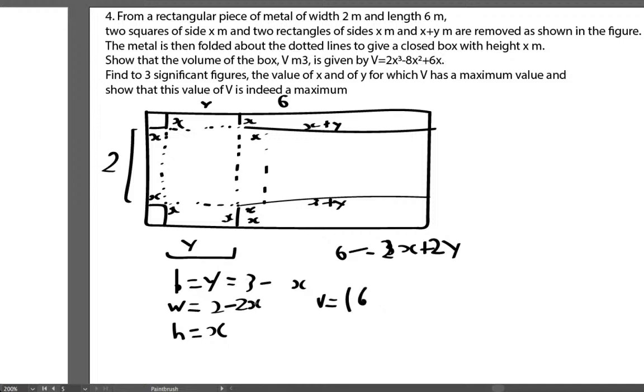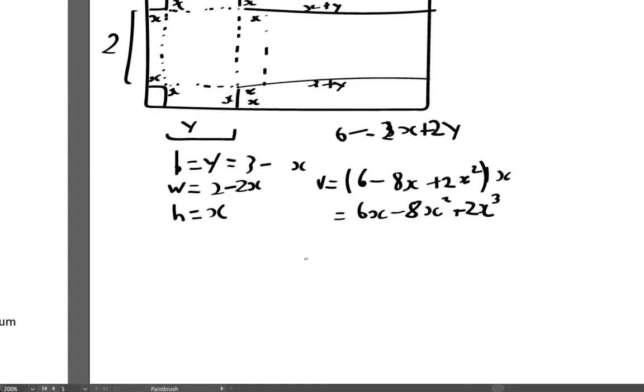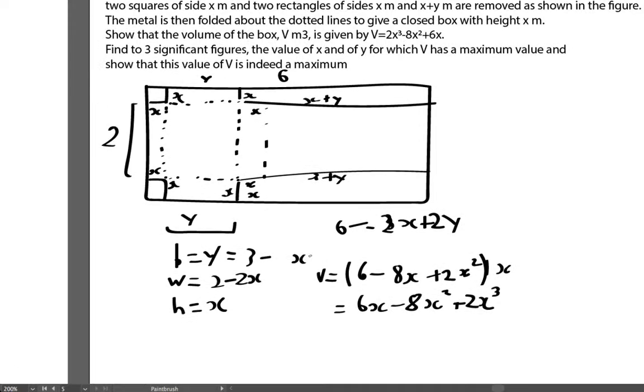And then minus 6x, that's minus 8x, and then that's plus 2x squared. Multiply that by x. This would equal 6x minus 8x squared plus 2x cubed. Okay, we have proven this first point, that the volume is that.